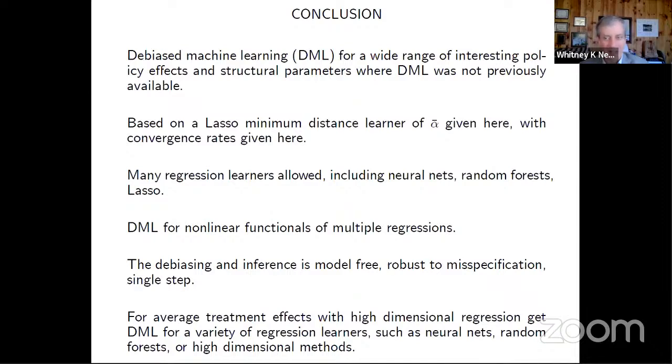Don't do a high dimensional propensity score and invert it. You never have to do that anymore. Okay. So in all the Monte Carlo we've done so far, this type of approach ends up being preferable to previous approaches in the cases we've looked at too. Yeah. So thank you.